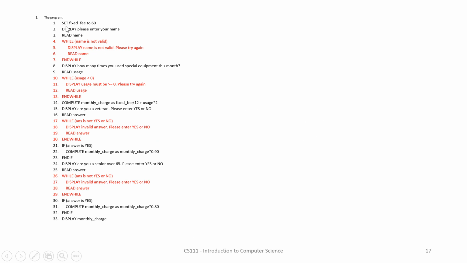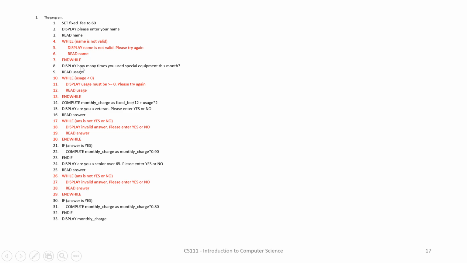So here's the code that will do the thing for us. We set the fixed fee to $60. We display, please enter your name. We read the name. While the name is not valid, so if the name doesn't look like something that's in the database, then we display the name is not valid, please try again, and then we read the name and go back to this loop. So this is sort of an error condition checking. You will stay in this loop until you enter the correct name.